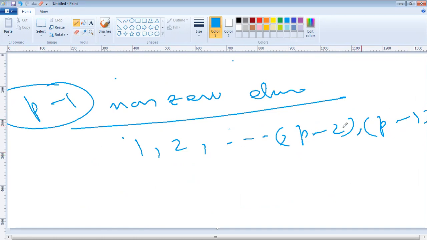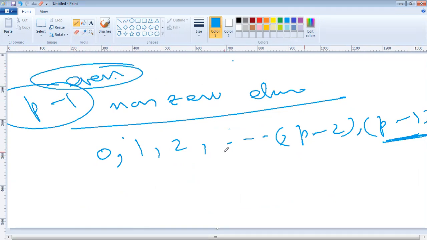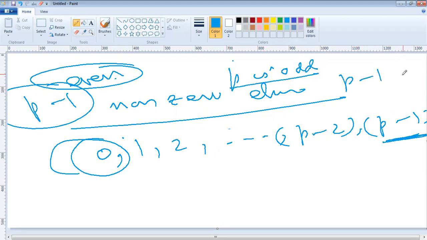So the total number of elements from 0 to p minus 1 were even. Fine. Now what I am doing here is that I am not concerned about 0. Why am I not concerned about 0? Because I am talking about non-zero elements. So p is odd, so p minus 1 is even.